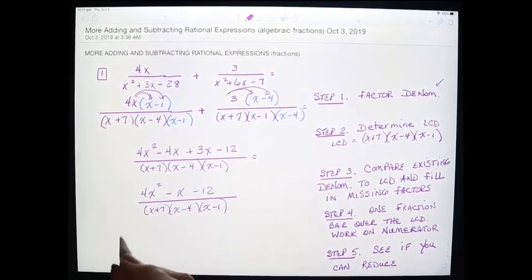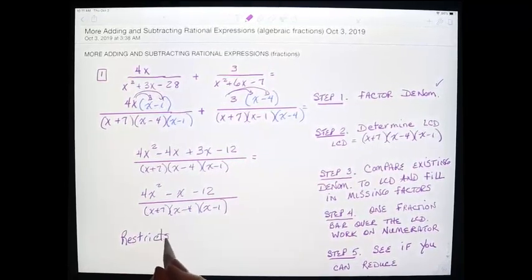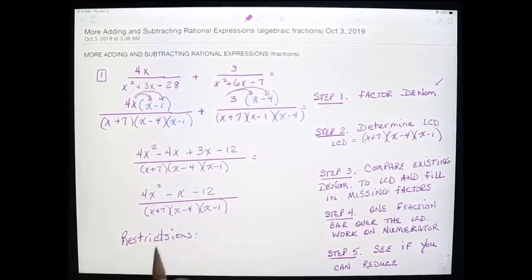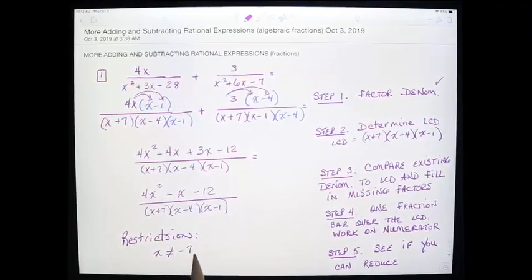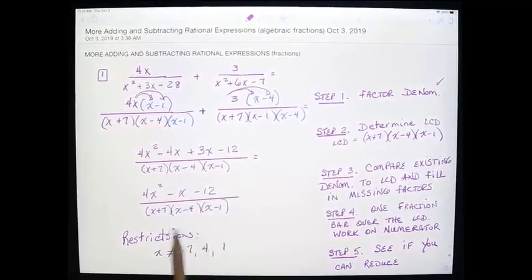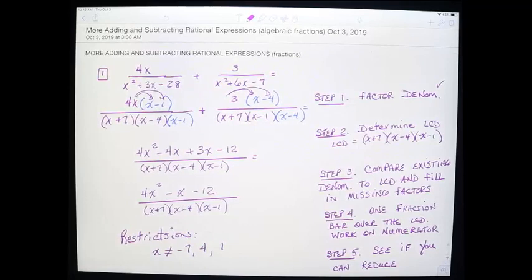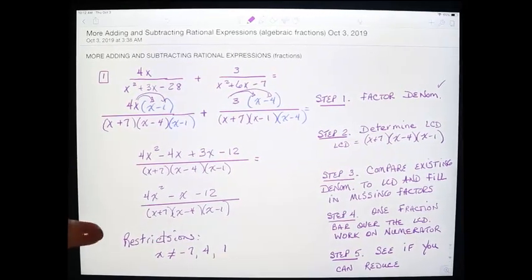Let's go back quickly and talk about restrictions, because we talked about those earlier. On the variable, this one has 3 restrictions as I'm looking down here in this denominator. X cannot be negative 7, it cannot be positive 4, and it cannot be positive 1. So if you're working with questions about domain, you're going to look down there in that denominator and figure out any value for x that would cause this denominator to go to 0, because again, division by 0 is undefined. All right, so that's our addition problem.